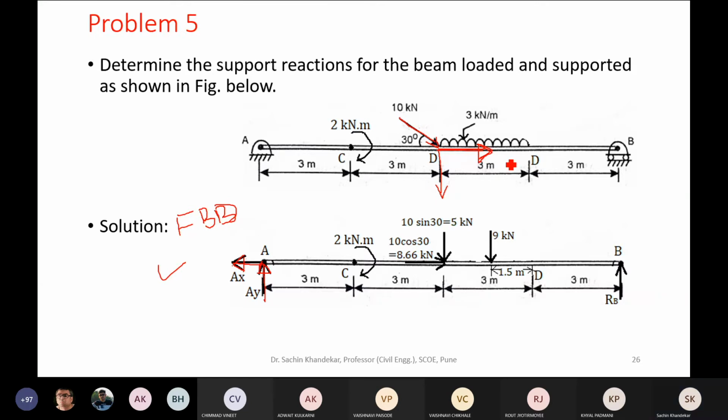No, there is no other force which is having horizontal component. Only this 10 kilonewton force is having horizontal component, right? Whose magnitude, of course, is 10 into cos of 30. Now to balance this rightward horizontal component, the horizontal reaction developed at A must be leftward. Are you getting what I'm saying? Got my point? Yes or no?